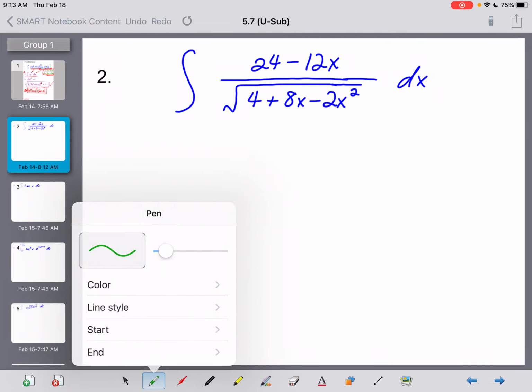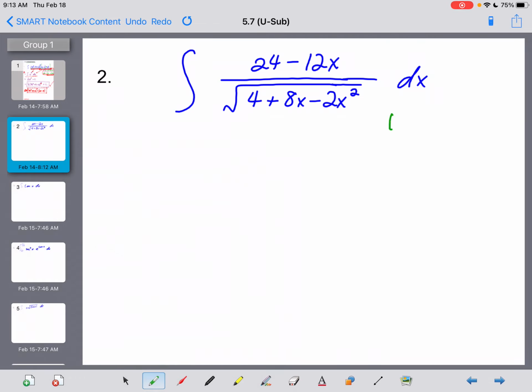So again, everybody, when this happens, we are going to let u equal the easy part of the hard part. The hard part is the bottom. The radical is the hardest part of the bottom, but the radicand, the 4 plus the 8x and the minus 2x squared, that's going to give us what we need here.